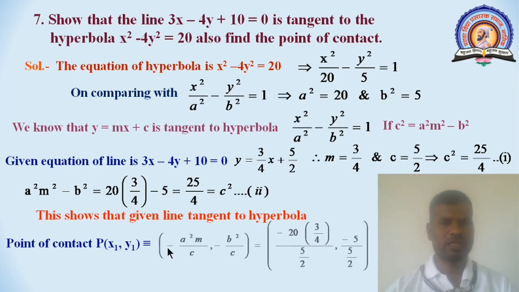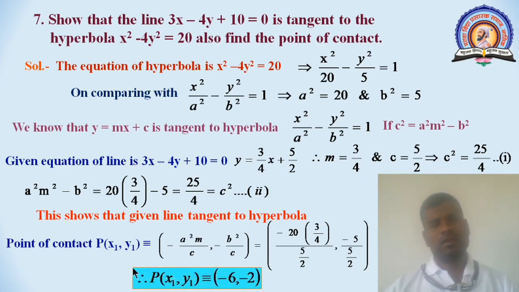The point of contact is P of x1, y1, which is minus a square m upon c, comma minus b square upon c. The value of a square is 20, m is 3 by 4, c is 5 by 2. Put those values and simplify, and we will get the point of contact of the tangent to the hyperbola as minus 6, comma minus 2.